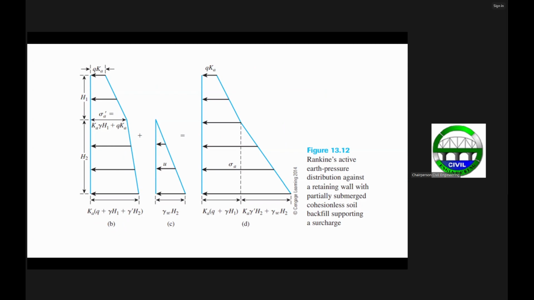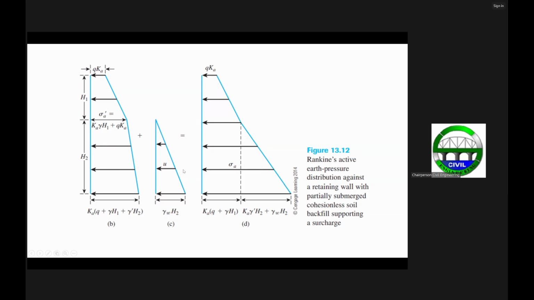And then that's the effective stress part with respect to the soil. And then for the pore water pressure part, because you have the effective stress plus the pore water pressure, the pore water pressure is equal to the unit weight of water multiplied by H sub 2.